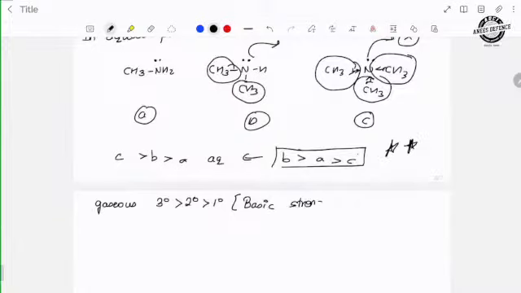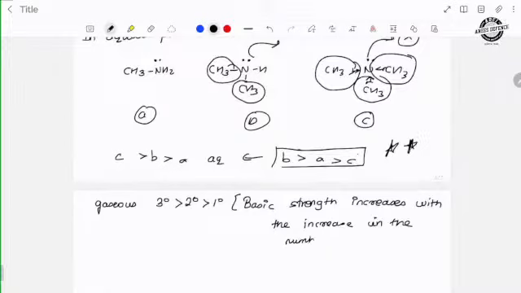Because basic strength increases with the increase in the number of alkyl groups. But in aqueous phase, steric hindrance is important. That's it.